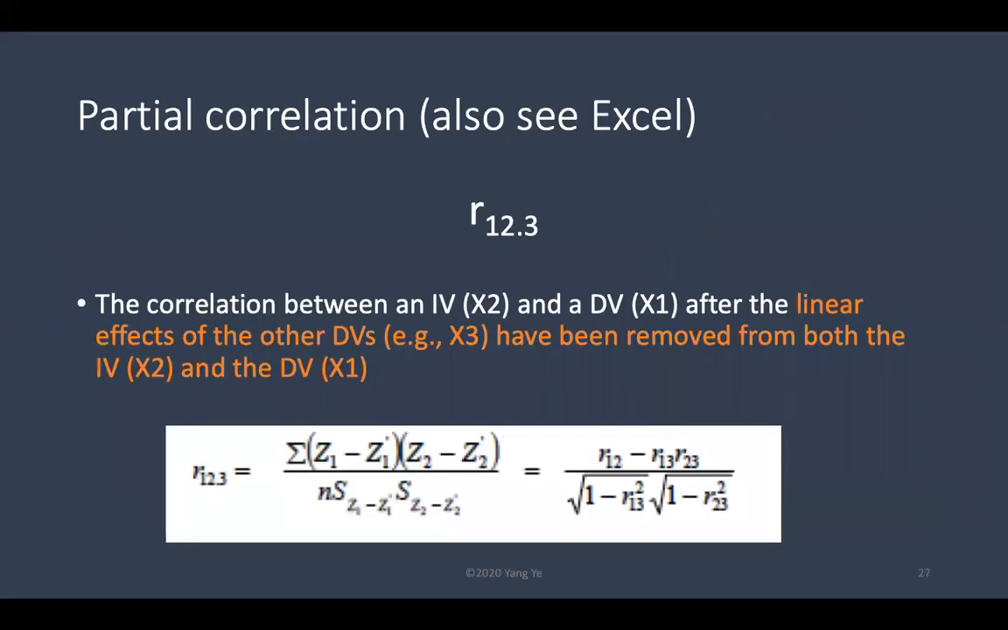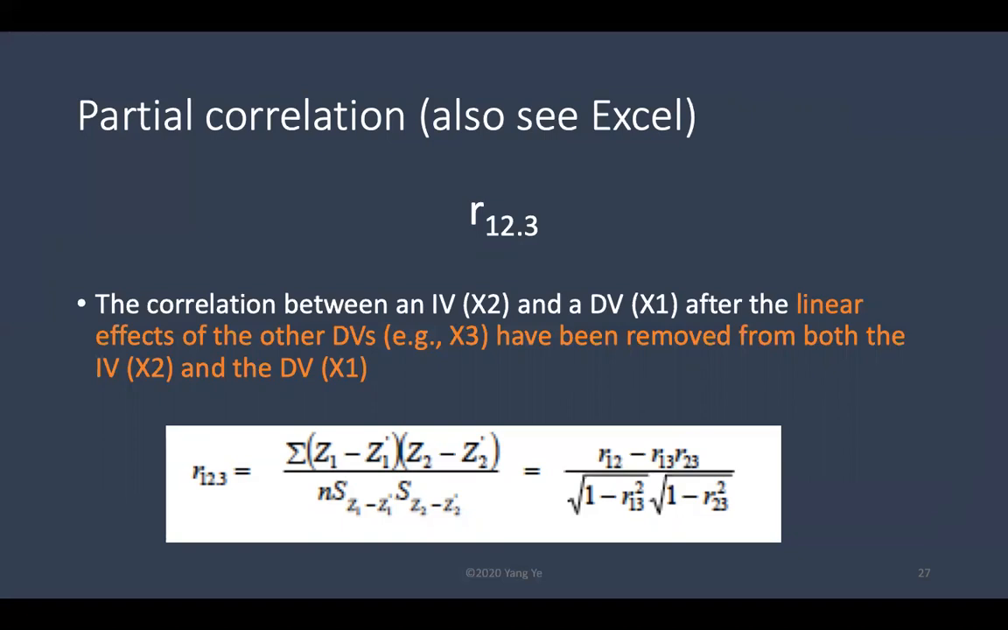Here is the equation and the concept. We write partial correlation as R12.3, okay? It means the correlation between x2 and x1, after the linear effect of the other independent variable, which is x3 in this case, has been removed from both x2 and x1. So you're basically controlling for the correlation between x2 and x3 and the correlation between x1 and x3. The influence of x3 on both x2 and x1 has been removed.